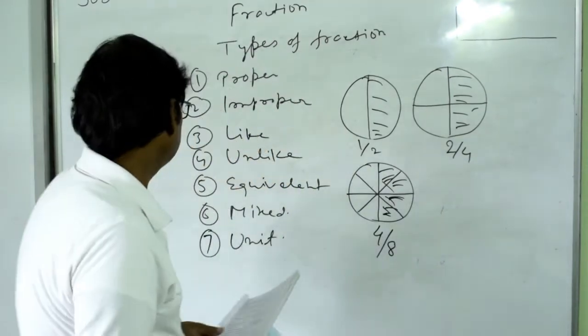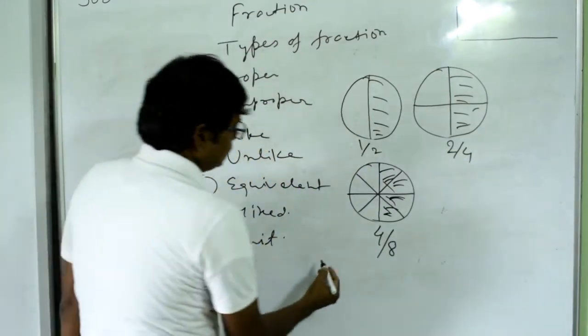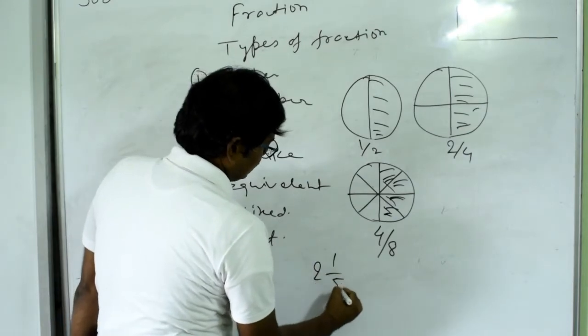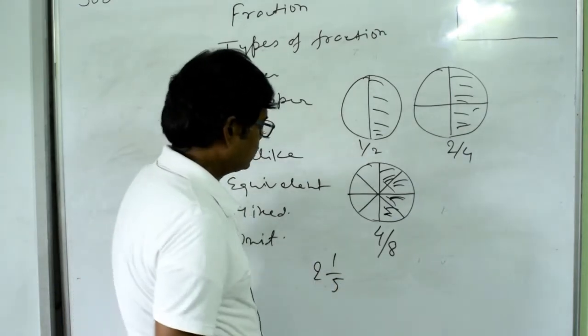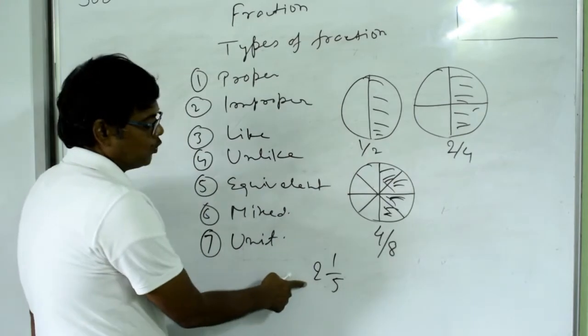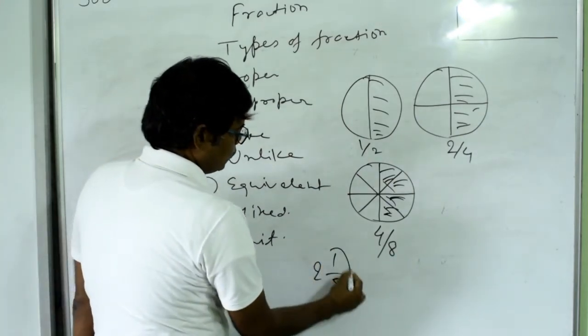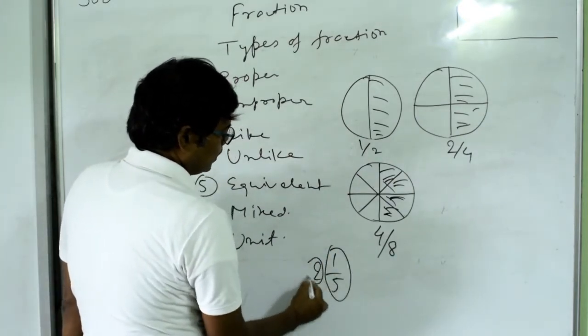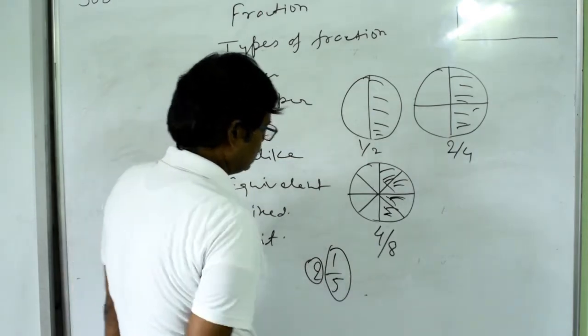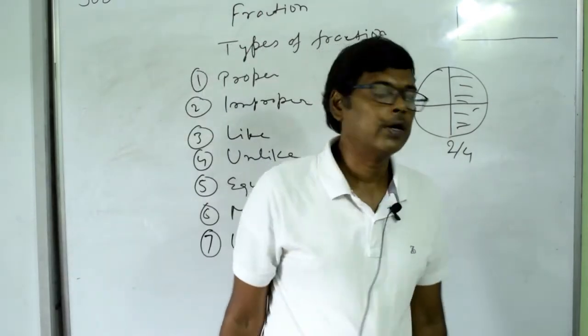And then you have the mixed fraction. Mixed fraction means, for example, 2 and 1 by 5. This type of fraction is called a mixed fraction, because here 2 is the whole number part and this is the fractional part. So whole number part and fractional part together, this kind of fraction is called a mixed fraction.